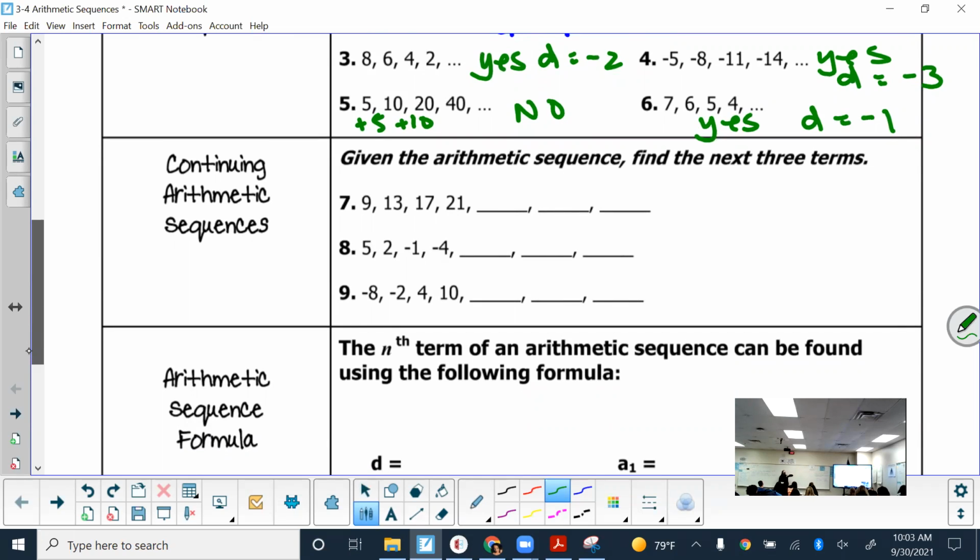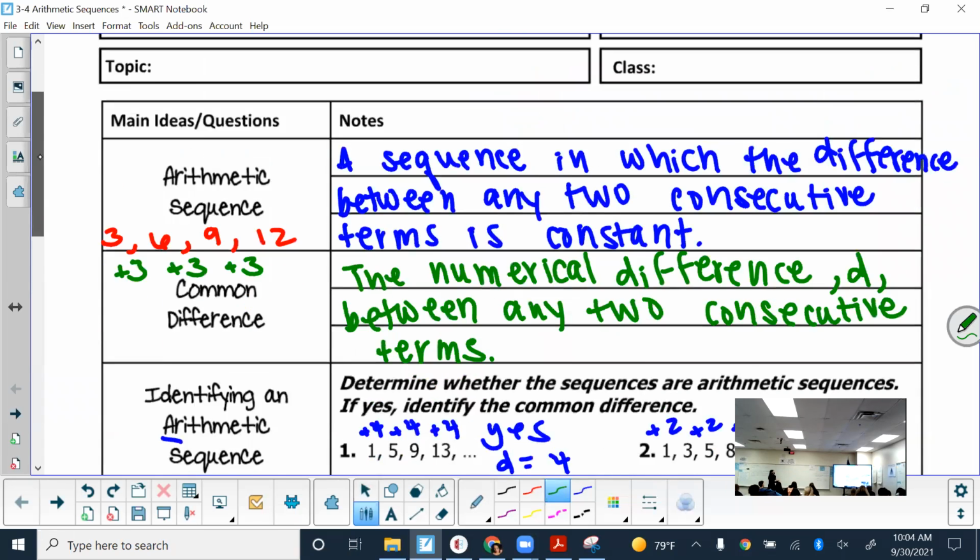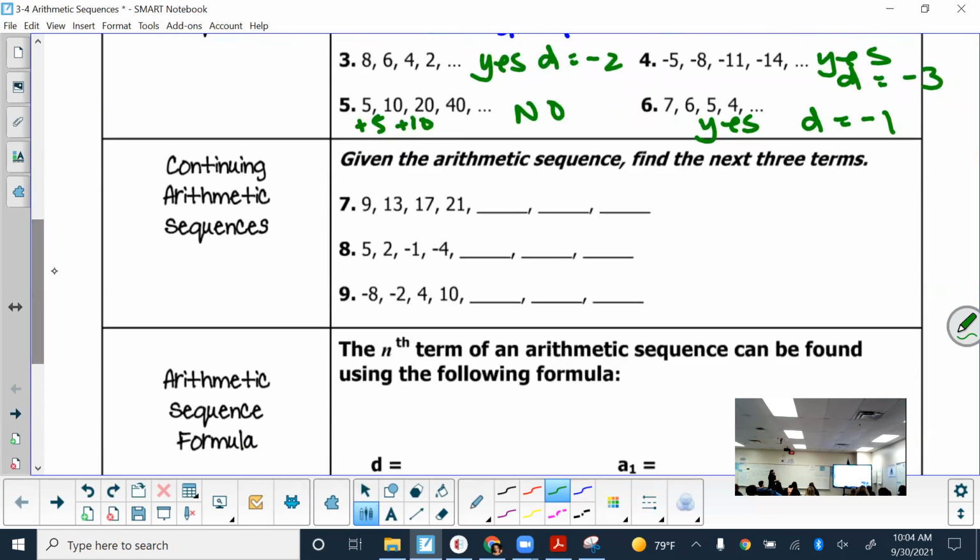All right, so continuing arithmetic sequences. That should be pretty easy, right? We've done that with the tables before, so we're not going to spend too much time on it. But in order to continue the sequence, what do you have to know? What the pattern is. So in other words, you need to figure out what the common difference is. So find the common difference, which is denoted by D, and then continue it throughout the rest of the pattern.